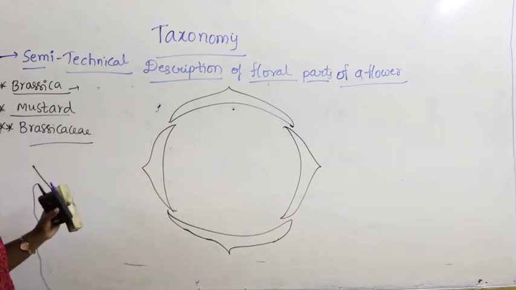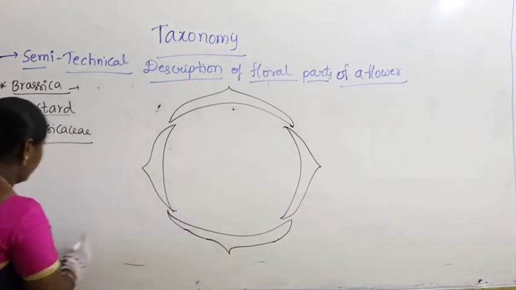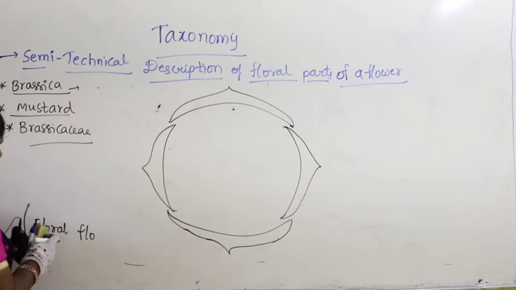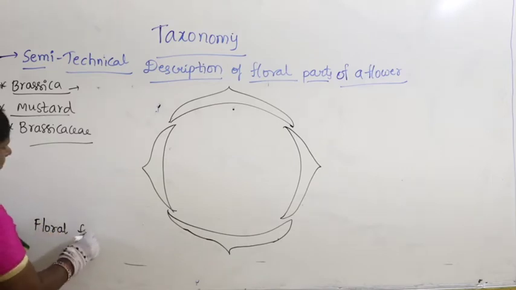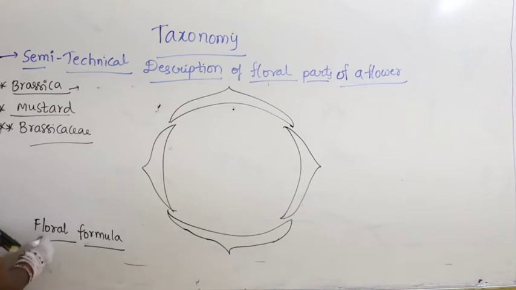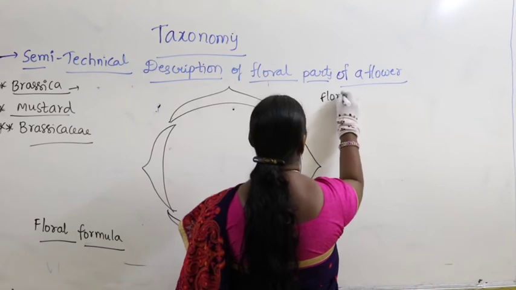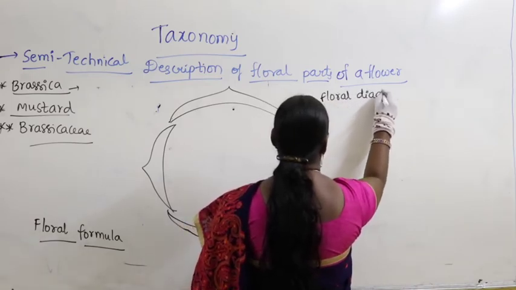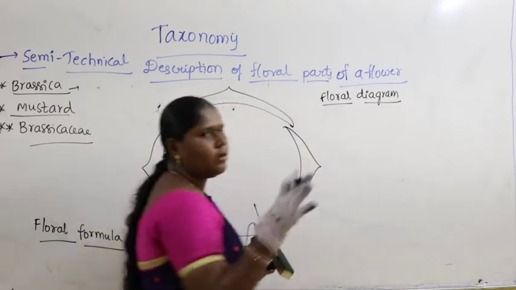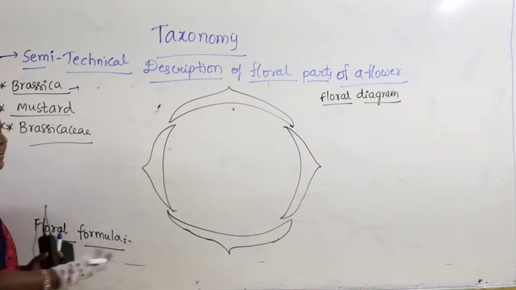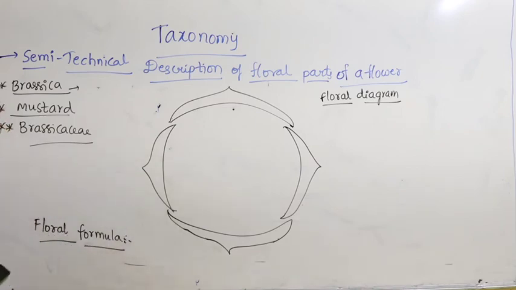When you write this, below it we will start writing the floral formula. What I have drawn here is nothing but the floral diagram. Below the floral diagram we will start writing the floral formula. Now what floral formula are we writing? We are writing it for Brassicaceae, that too Brassica, common name mustard.